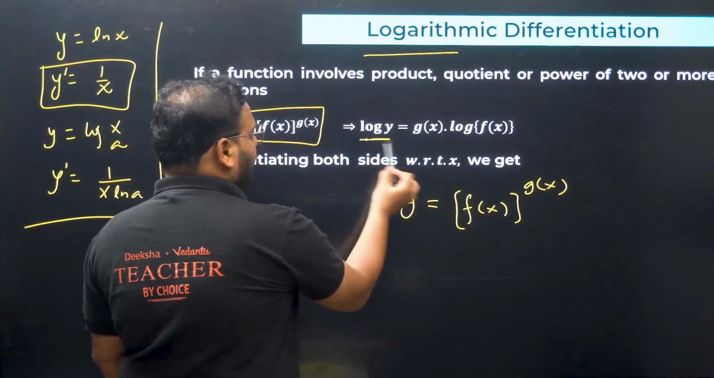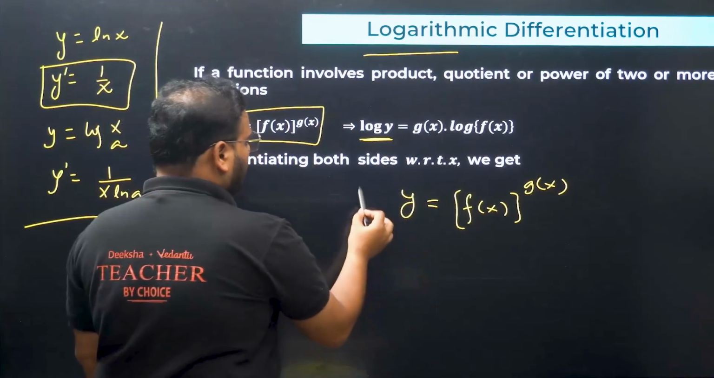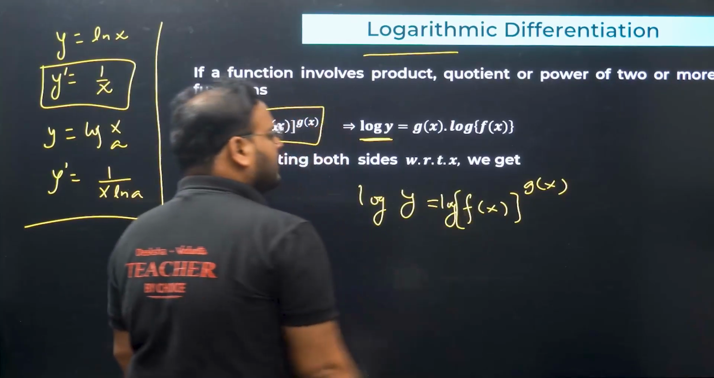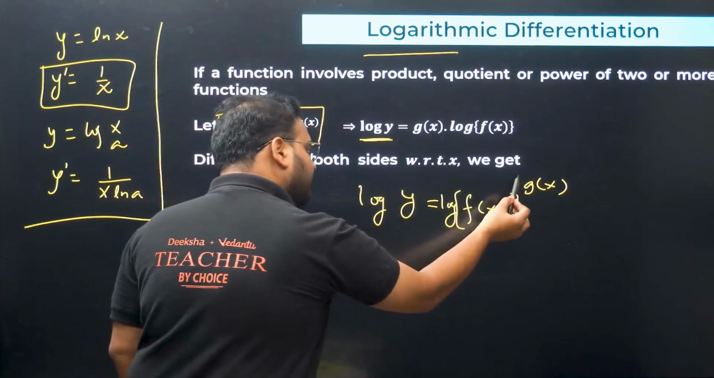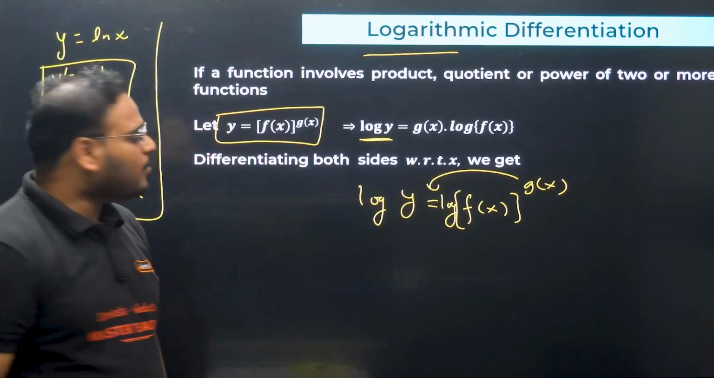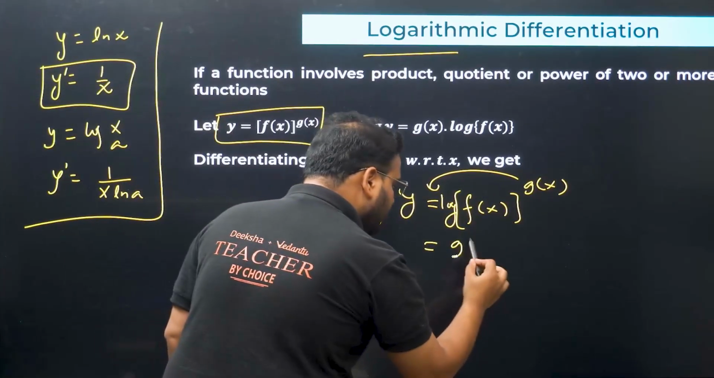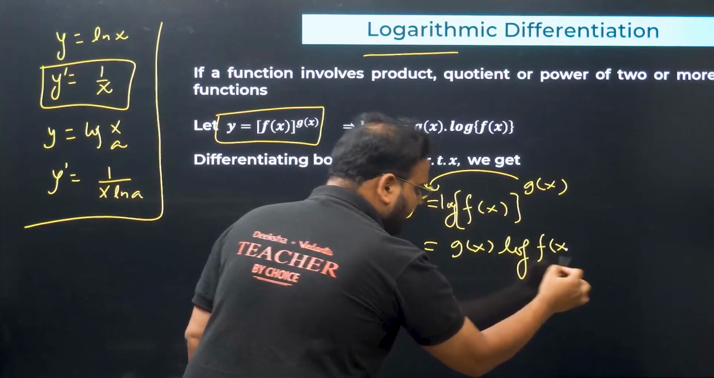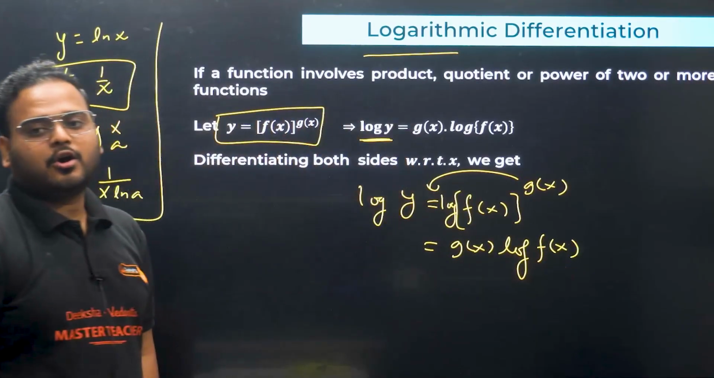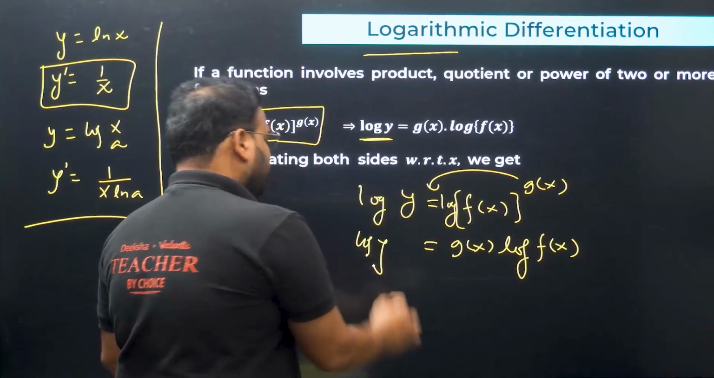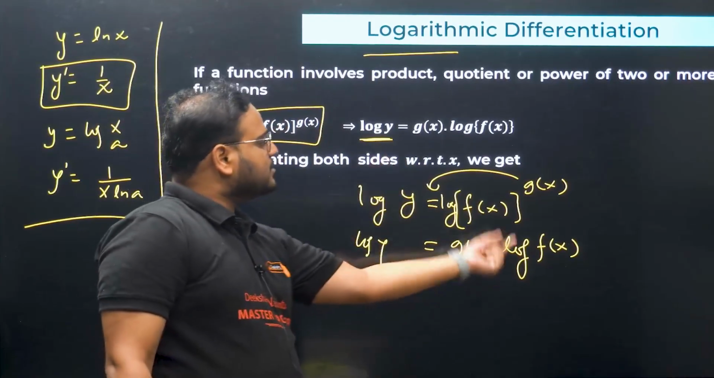So this will become log y, and this side will become log of this. Log of f(x) to some power will come in front as the coefficient, the property we learned right now. So this will become g(x) log of f(x). Now from here you can do the derivative. So basically, see, log of y equals g(x) log f(x).